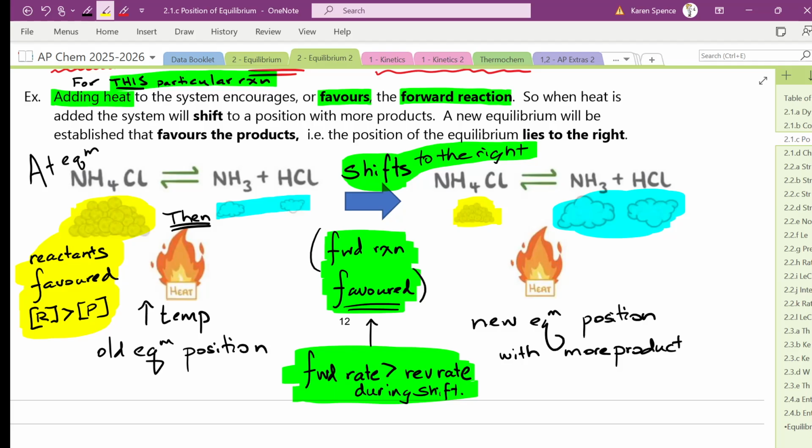The position of the equilibrium now lies, this new equilibrium. So this over here is a new equilibrium. That position lies to the right. The products are favored in our new equilibrium. Yes?